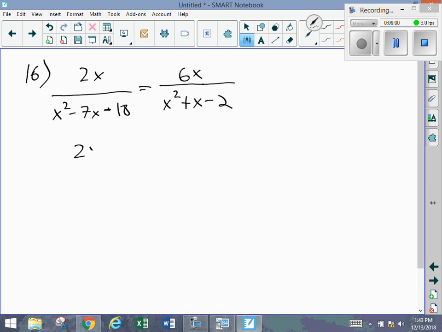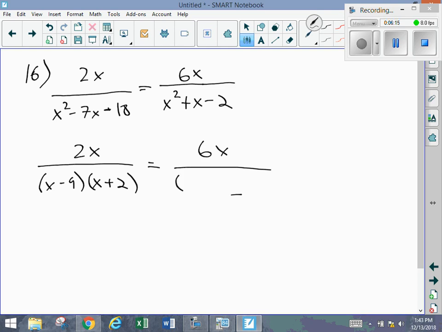First thing, always, if you can factor, can I think of two numbers such that if I multiply them, I get negative 18, but if I add them, I get negative 7? I like negative 9 and positive 2. Also, two numbers such that if I multiply them, I get negative 2, but if I add them, I get positive 1. Negative 1 and positive 2. I like negative 1, and I like positive 2. There we go.